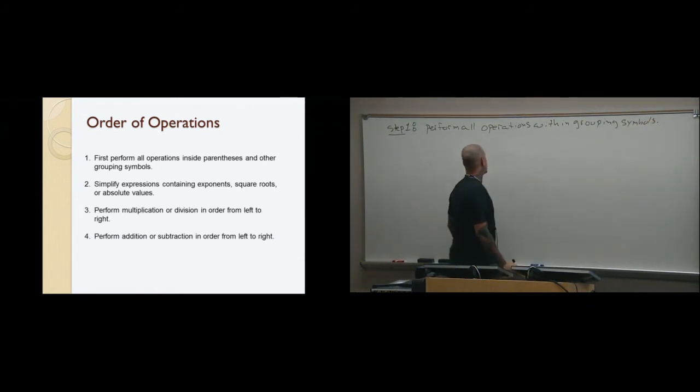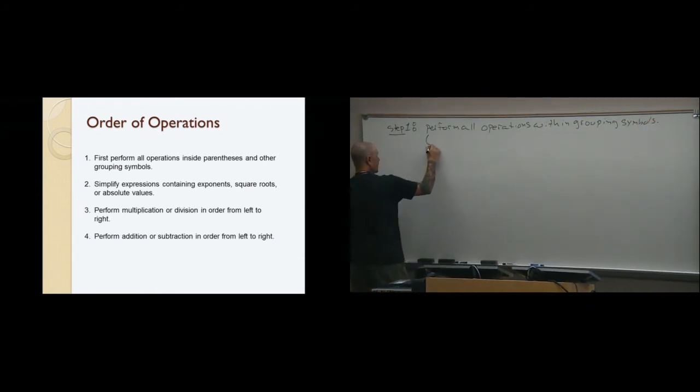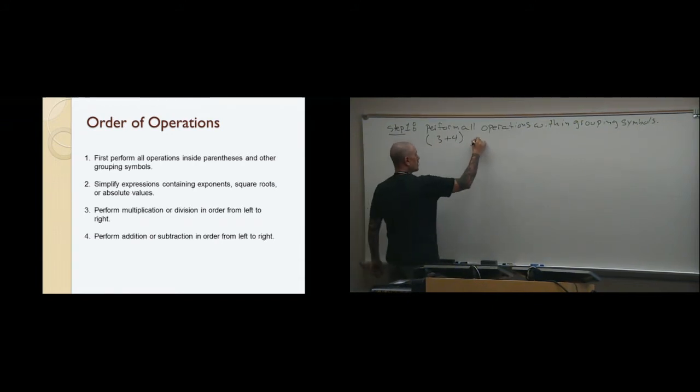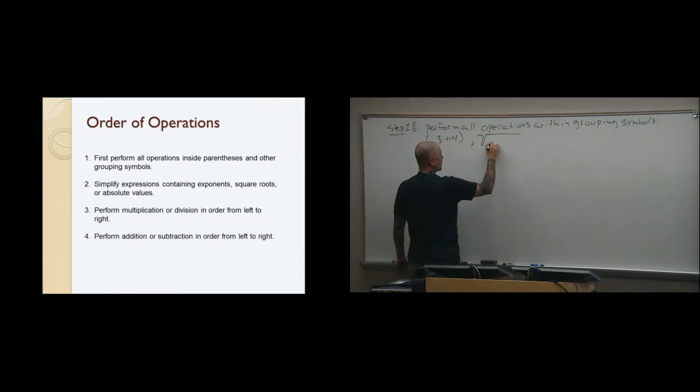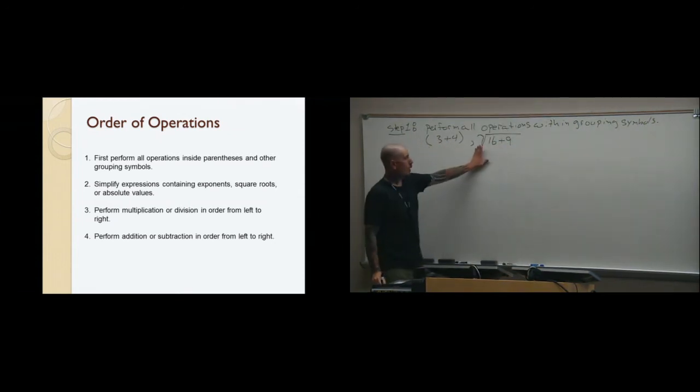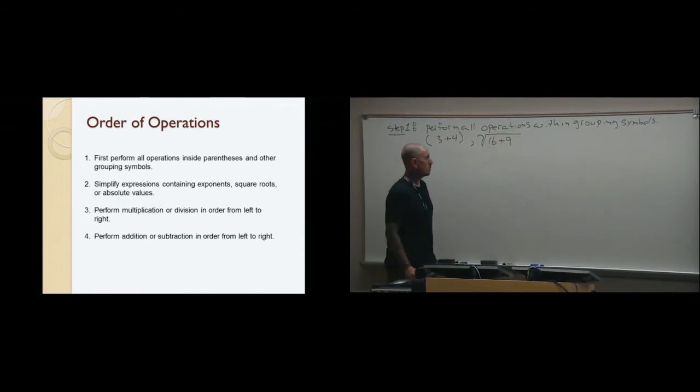So this means that if we have something like a set of parentheses with a 3 plus 4 in it, we have to perform the addition first, okay, because it's within a grouping symbol. But we could also have something like the square root of 16 plus 9. The square root is functioning as a grouping symbol. We have to do the addition first before we can do that square root.